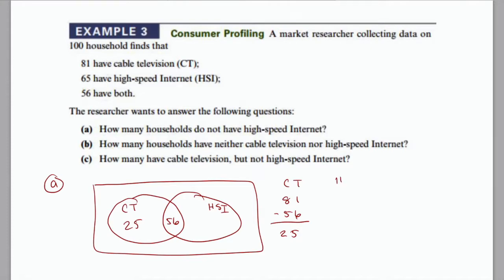Now, to get the high-speed internet, they have 65, and guess what? You're going to subtract 56 again because it's the intersection, and that's going to give me 9. So therefore, 9 have only high-speed internet.